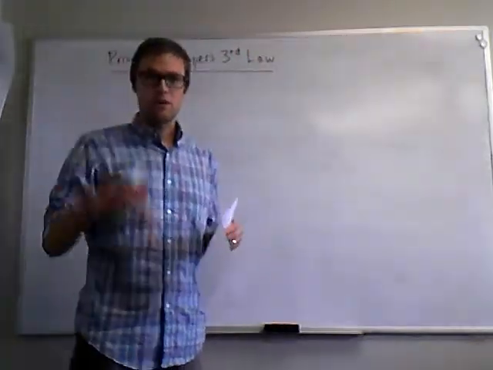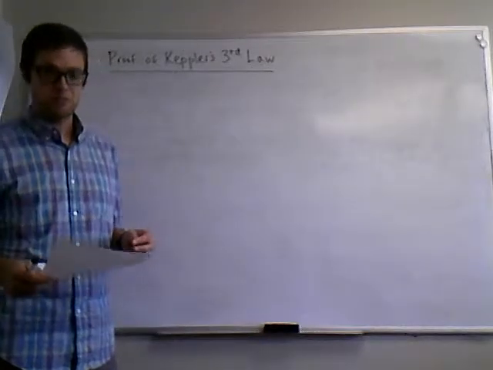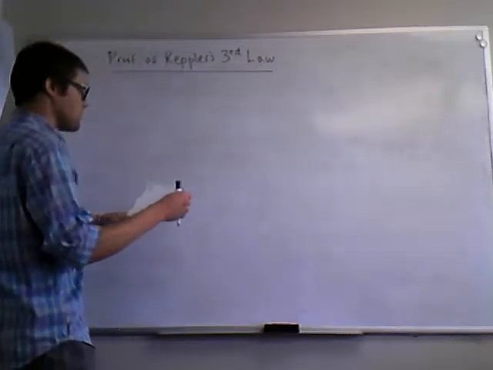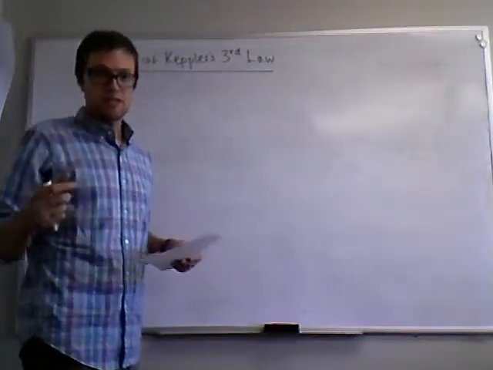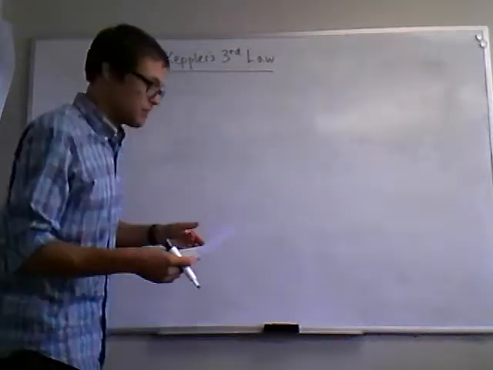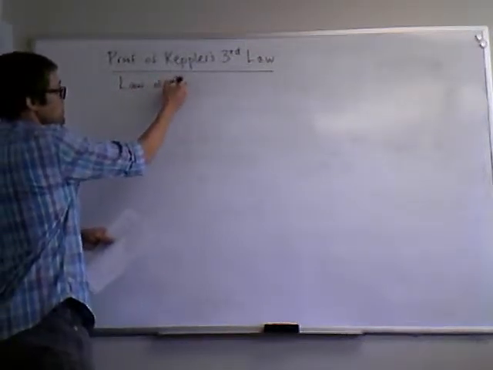Okay, so this is going to be our third lecture on Kepler's laws. In this case, we're going to be proving Kepler's third law. So Kepler's third law says that the period of an orbit, that is the time it takes to complete a full orbit, is related to the semi-major axis of the ellipse. And this one is sometimes referred to as the law of periods.